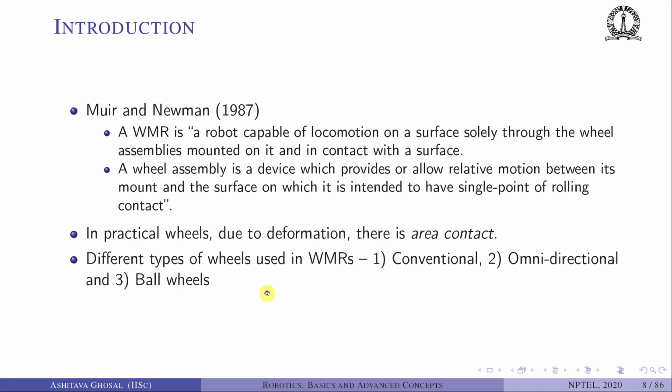And there are different types of wheels used in wheeled mobile robots. First is conventional, then there are omnidirectional wheels and ball wheels. We'll see later. This has 1 degree of freedom, this has 2 degrees of freedom, and this has more degrees of freedom.